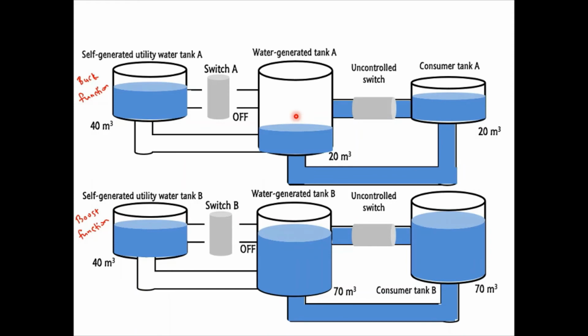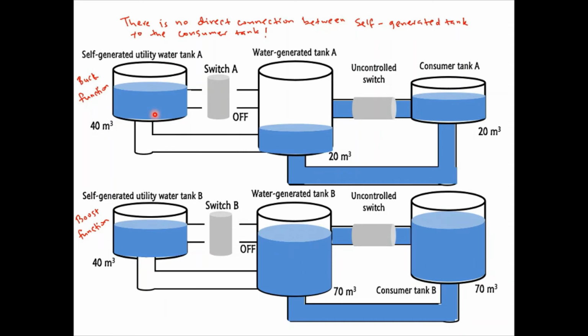Based on the connection between the water generated tank and the consumer tanks, it is similar to the connection between the inductor and the resistor in a buck converter operation. However, throughout the system operation, we can see there is no direct connection between the utility tank and the consumer tank.